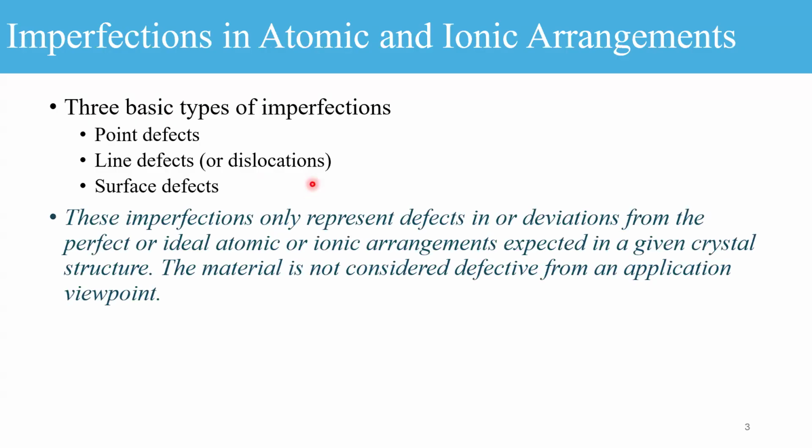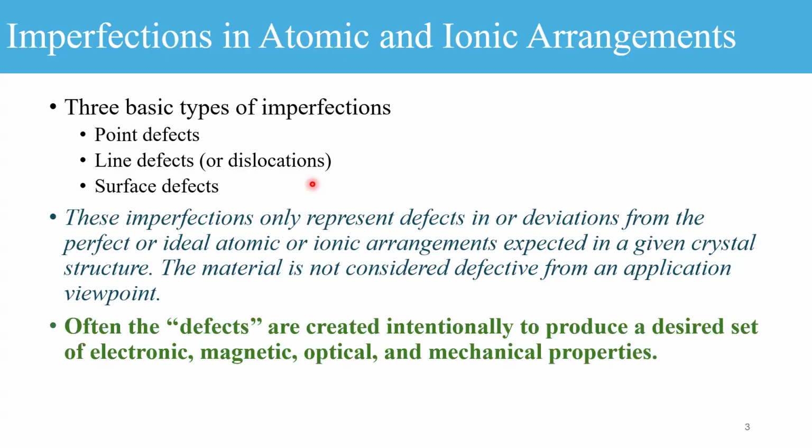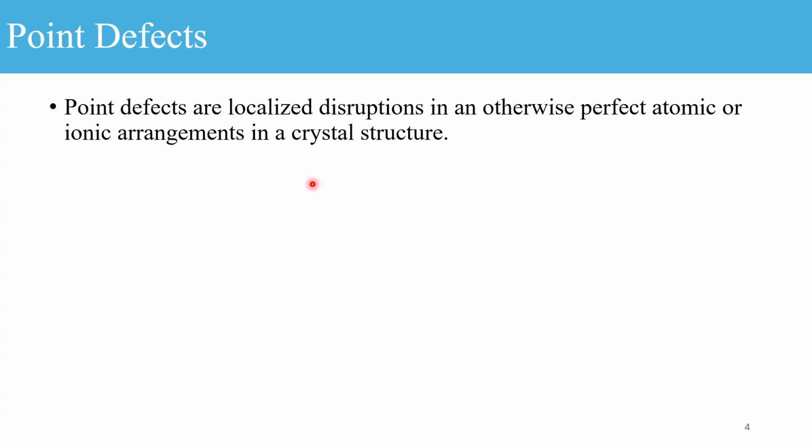These imperfections only represent the deviation from the perfect or the ideal atomic or ionic arrangement in a given crystal structure. But that does not mean that the material itself is considered defective from an application viewpoint. Actually, the defects are sometimes created intentionally to produce a desired set of electronic, magnetic, optical, or mechanical properties. So with that, let's get started with the point defects.